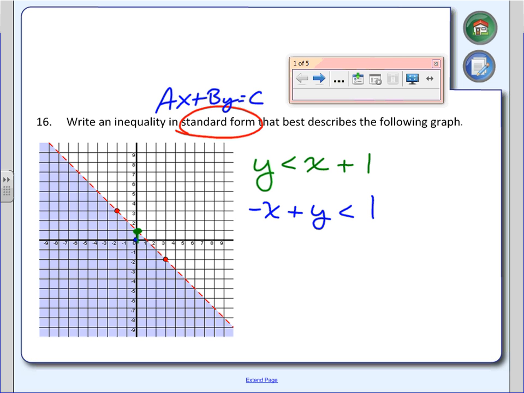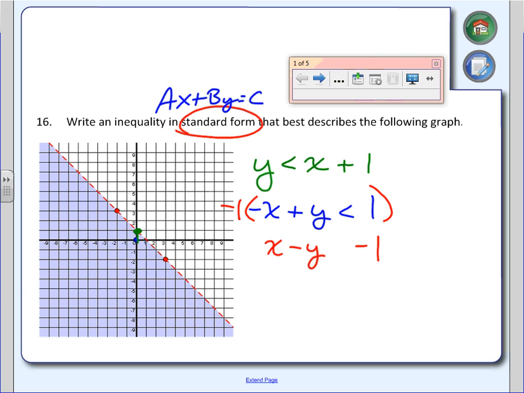Can I leave the answer like that? No, I've got a problem. Anybody knows what the problem is here? Negative. We can't have a negative X. So we're going to fix that real quick. All we're going to do is take this whole thing and multiply it by a negative 1. That'll take care of the negative X. A negative times another negative makes it a positive X. A negative 1 times Y is a negative Y. And a negative 1 times a positive 1 is a negative 1.